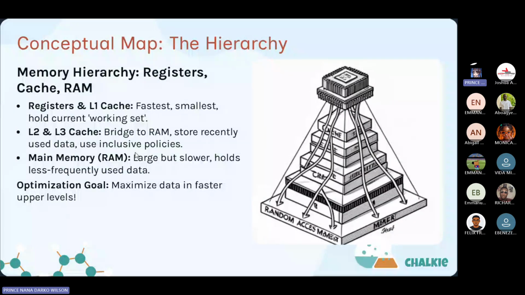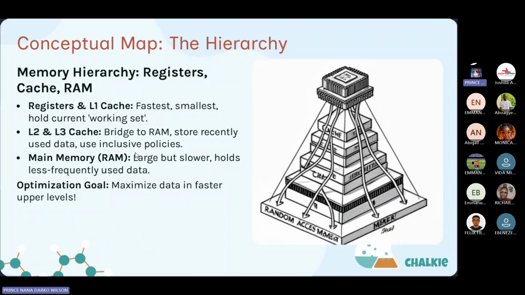Inclusive policies meaning that they hold data for level 1 as level 2, and level 2's data is held as level 3 as well. The main memory is RAM and it is slower and it holds less frequently used data. Optimization goal will maximize data in faster upper levels. So it will maximize data movements or data availability in upper levels. Remember that the level 1 cache and registers are the highest level there are. Level 2 and level 3 are slightly higher than main memory. Okay, so level 2 is higher than level 3. Level 3 is higher than main memory in that order.